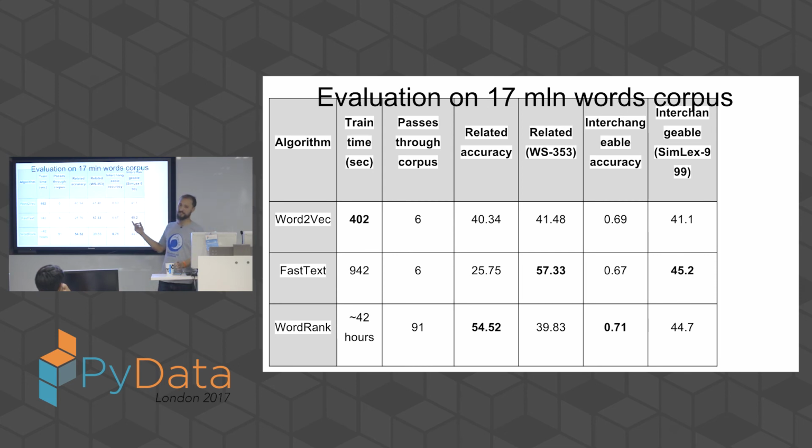Well, this is 17 million. This is Wikipedia, and it takes 40 hours to run word rank on Wikipedia, while the other things are just half an hour, definitely under an hour. This is seconds, and this is hours. OK. And here related accuracy for word rank is still the best. Still very good at related ones. Even fastText is coming up close, and for interchangeable, fastText is coming up close as well. Cool.